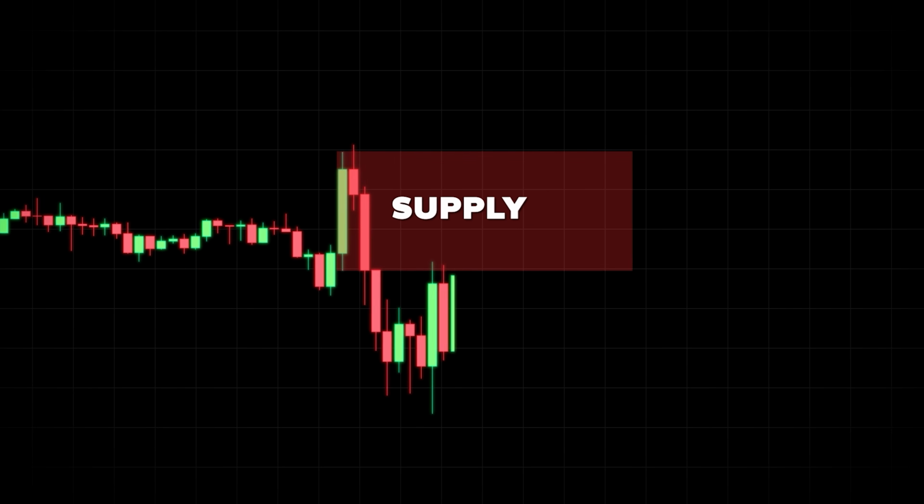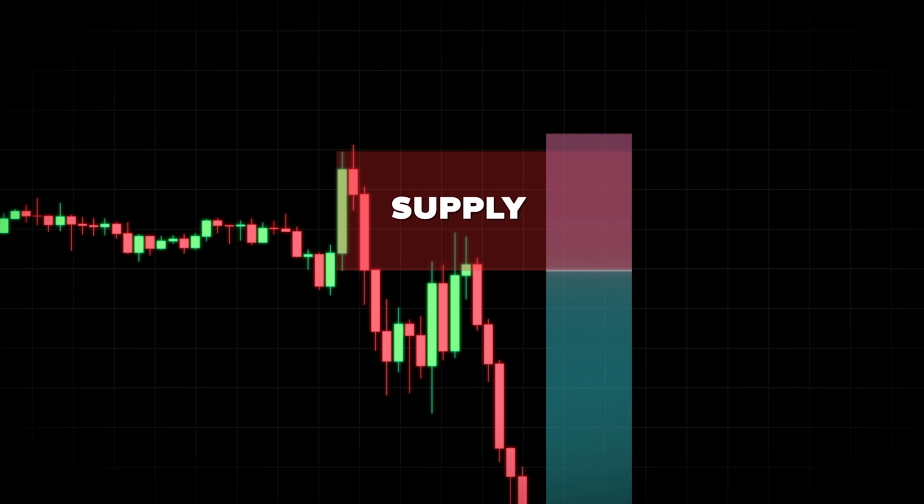So with these 3 rules, we can identify the footprint of where institutions are looking or have entered the market. And with that, we can bank consistent profits. So let's show you what this looks like in real time, so you can spot these trading opportunities.